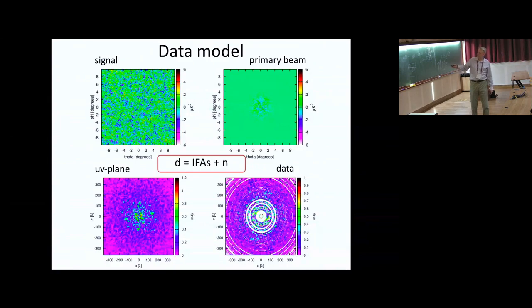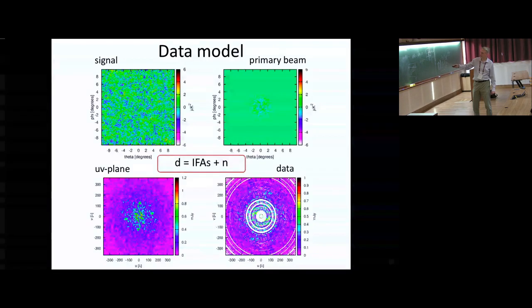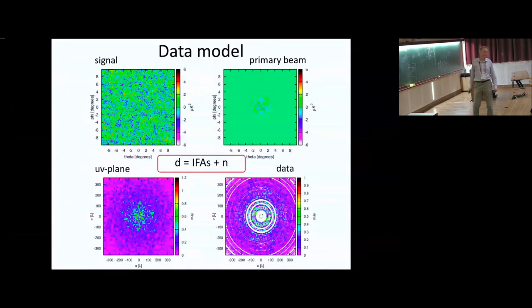And the data look like a sampled version of this, because as the sky rotates, and for the various pairs of all of the telescopes that I have looking at the sky in their particular configuration, I then sample this UV plane in a certain pattern. And you can see that the data model again looks exactly like what we had before. So it's the signal which is then modulated with the primary beam, is then Fourier transformed and is then partially sampled in this Fourier transform. And then from that data in the UV plane, you want to get back to the signal here.